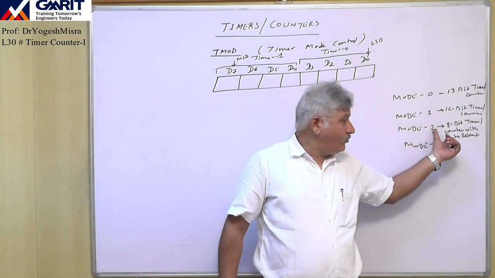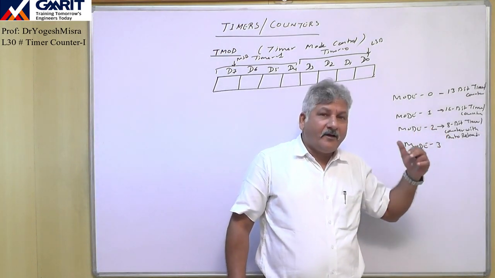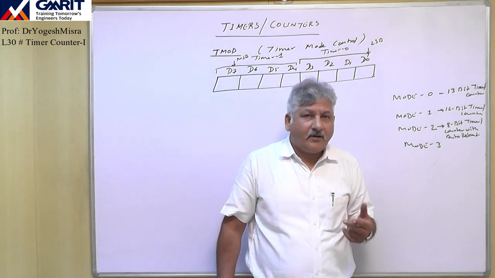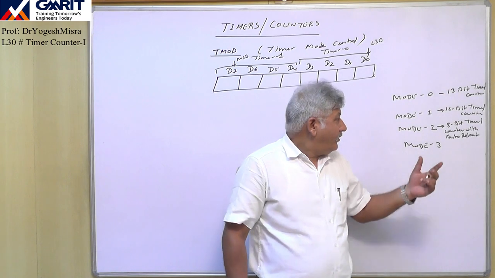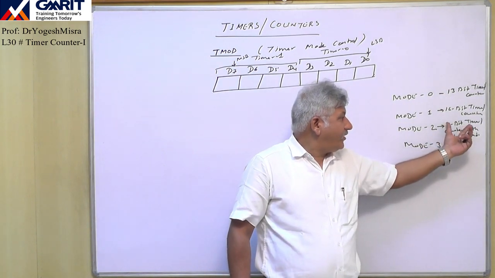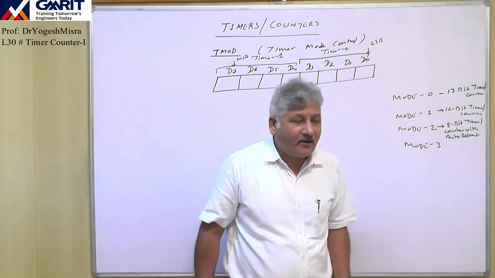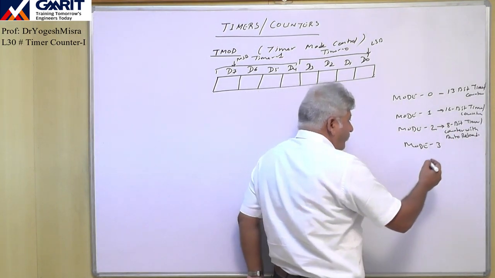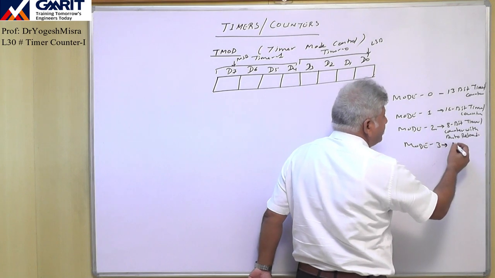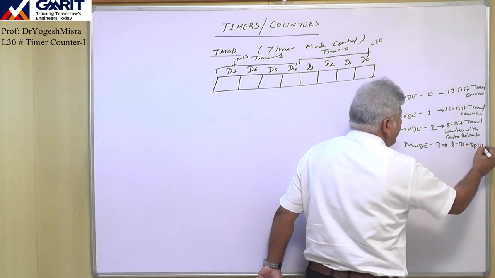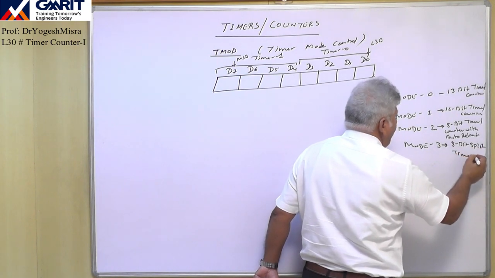But in case of mode 2, the reloading of the count value will be done automatically by the controller. But here we can utilize only an 8-bit timer. We cannot use a 16-bit timer here. Now mode 3 is the 8-bit split timer.